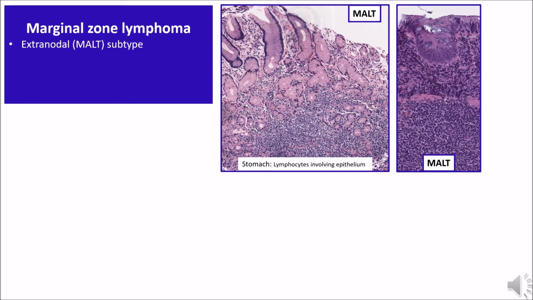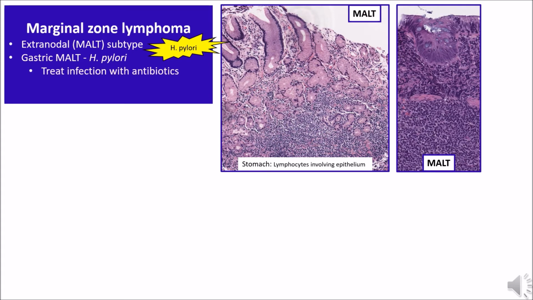An important association in gastric MALT is with H. pylori infection. Interestingly, in the early stages, this neoplasm can actually respond to antibiotics and regress. Like other low-grade B-cell lymphomas, there is a risk of transformation to diffuse large B-cell lymphoma. A common translocation is translocation 11;18, involving the BIRC3 and MALT1 genes.